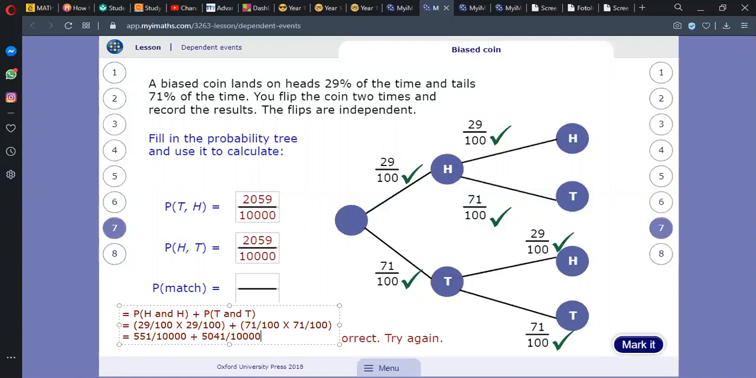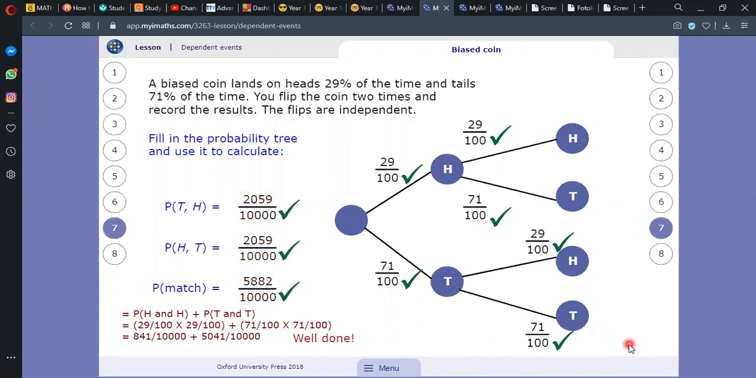So when we add that together, 29 times 29 is actually 841. I'm checking that again. That is actually 841 here, 841 for head. So when we add that together, we are just simply going to add it to 5041, to give 5882. So the final answer here will therefore be 5882 divided by 10,000. Fantastic, and that is very correct. Well done, guys. So that is how that goes.